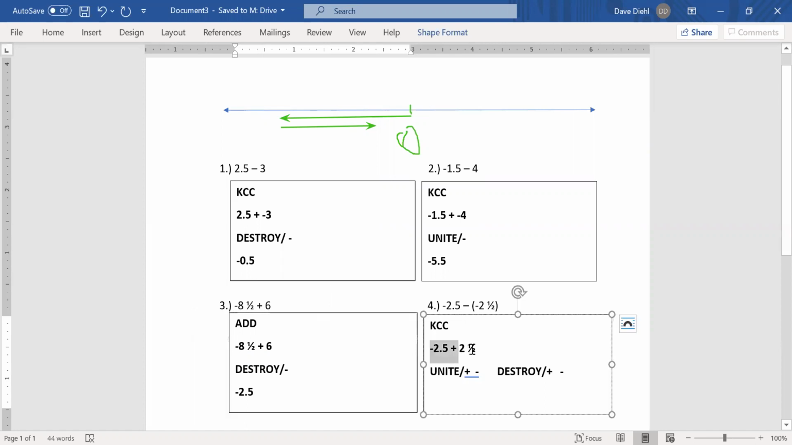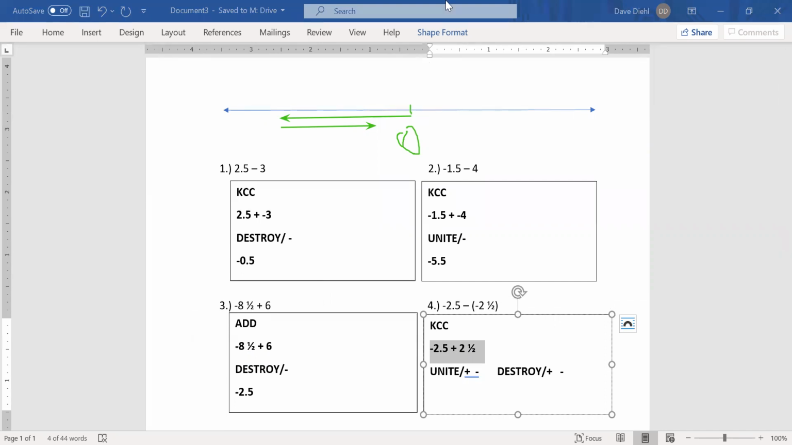And this one, negative 2.5 plus 2.5. Well, you should realize that 0.5 and a half mean the same thing. So negative 2.5 plus positive 2.5 would put us in one of those opposite situations. So let's look at what that looks like. Negative 2.5 gets me down here, but then positive 2.5 gets me right back to 0. So for this one, the answer is 0. I don't know if we ever decided if this was a unite or destroy problem. The answer is 0. Positive or negative, no answer, just 0.